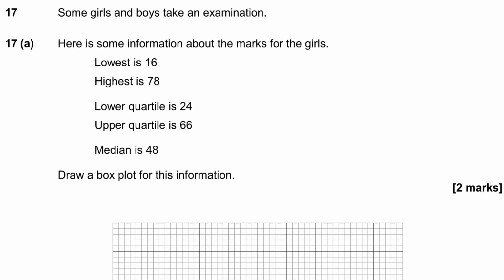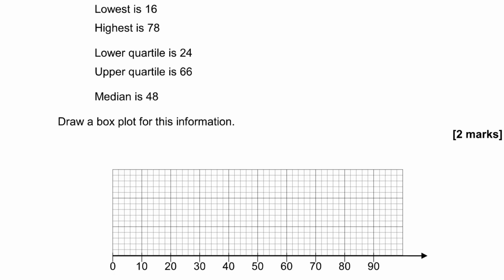Question 17. Some girls and boys take an exam. Here is some information about the marks for the girls. So we know the lowest is 16, the highest is 78, the lower quartile is 24, the upper quartile is 66, and the median is 48. We need to draw a box plot for that information. Okay, well, that's all very easy.